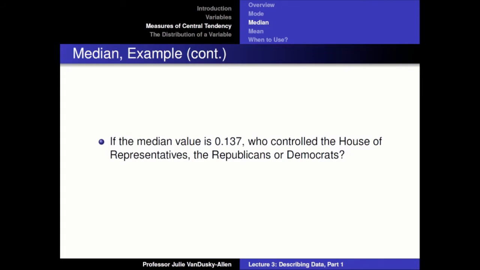If the median House member has a common space score of 0.137, who do you think controlled the House of Representatives? Republicans or Democrats? It was Republicans. Recall that common space scores greater than 0 indicate a House member is conservative. The median tells us in this case that the average House member is conservative, indicating that Republicans control the House of Representatives.